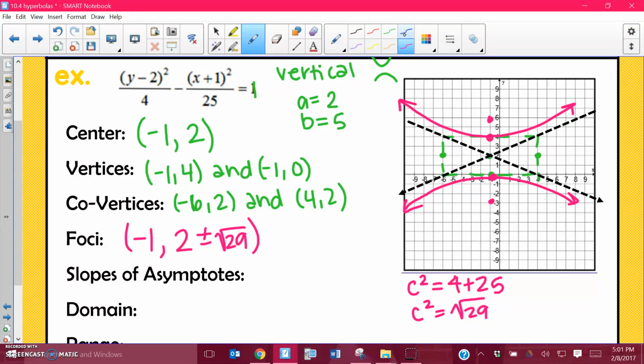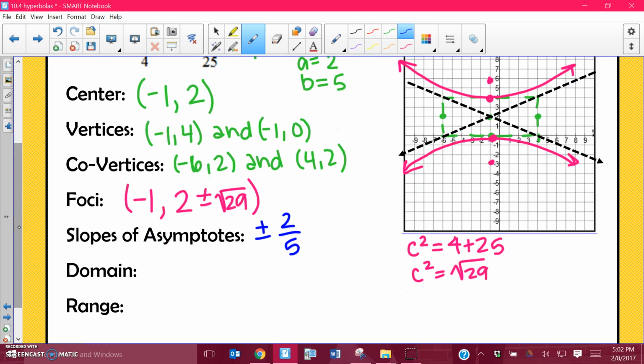Okay, the slopes of the asymptotes, again, you're looking at your change in y over your change in x. So that's going to be square root of this is 2 over 5. And again, you can see that it's much less steep than the other one was.